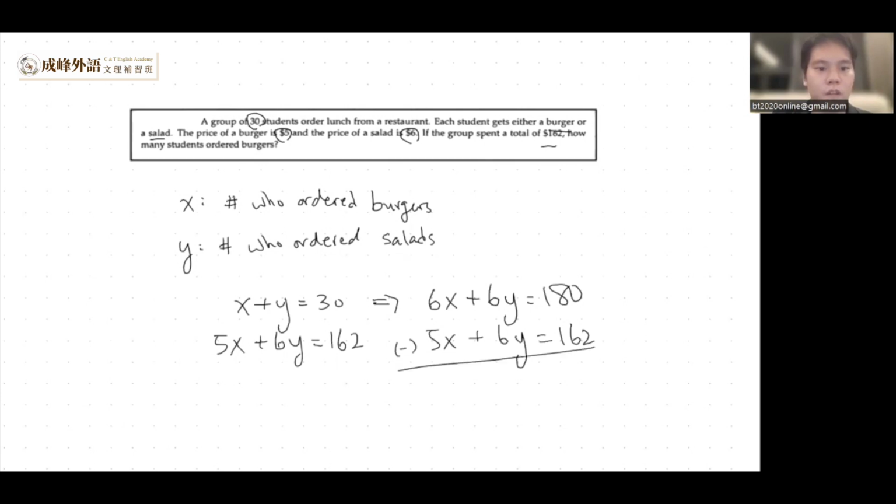6x minus 5x, that gives us 1x. 6y minus 6y, that's gone. What we have here, 180 minus 162, 18. That means there are 18 students who ordered burgers. We're not going to substitute it back in to find the y value, the people who ordered salads, because the question did not ask for that.